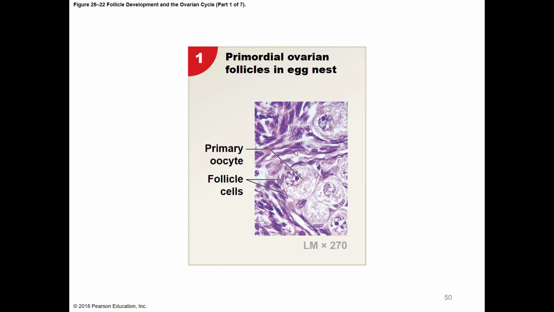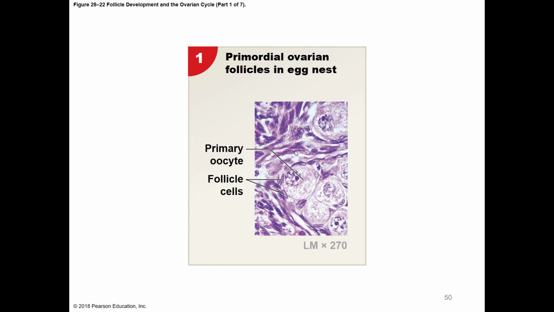A single layer of follicle cells will surround each primary oocyte within the egg nest, and we can see that in this image. The primary oocyte and its follicle cells form together what we call a primordial ovarian follicle, which is the title of this image. At puberty, each ovary contains about 200,000 of these primordial follicles.